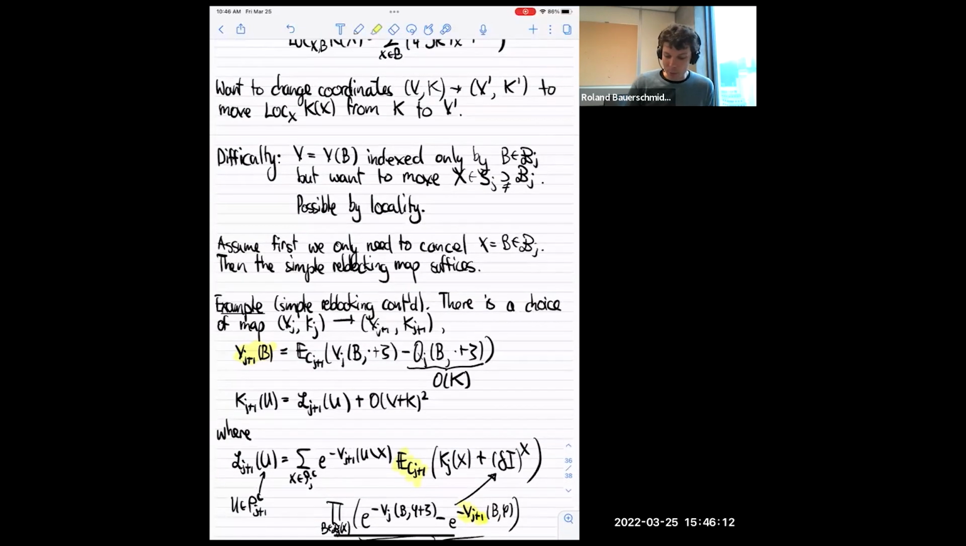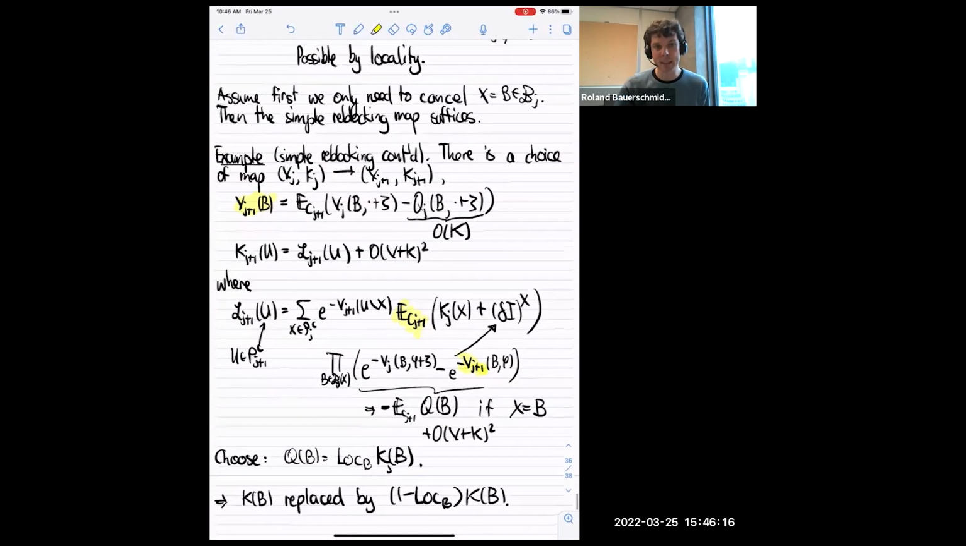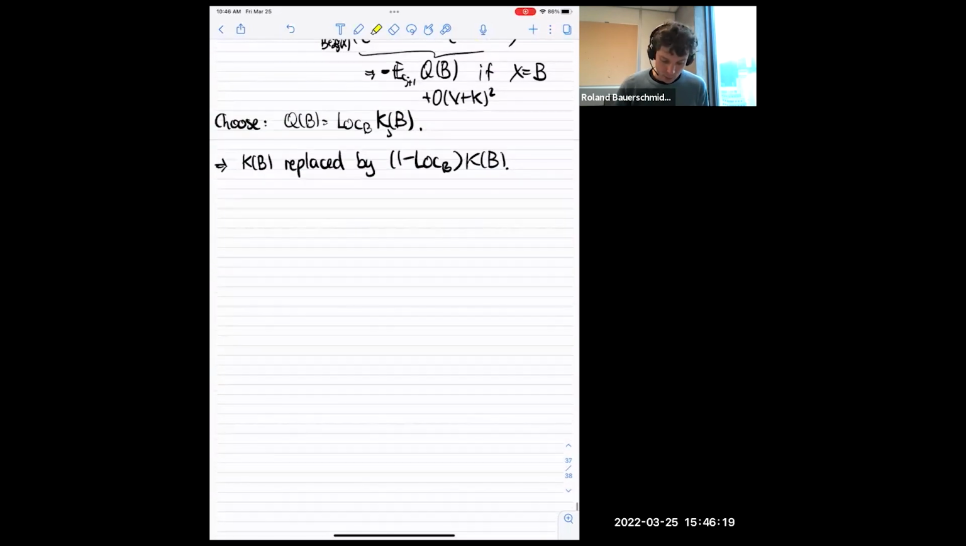But remember, we want to cancel all small sets, not just the blocks. Well, that's where the locality comes in. So this is the end of the example. So what do we do? What about the remaining ones? So in other words, X is a small set that is not a block. So it has at least 2 blocks, in other words.